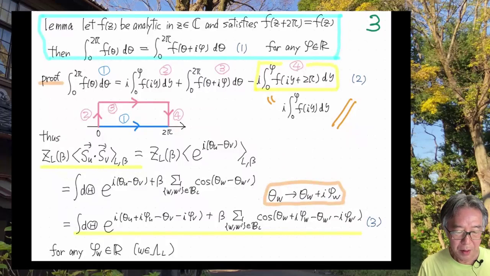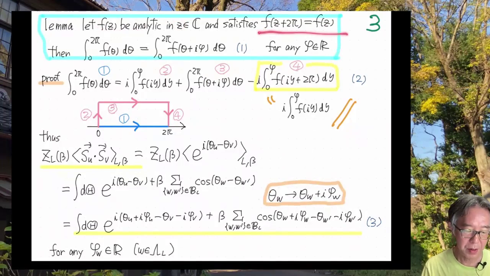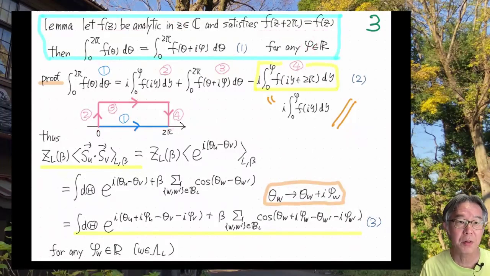Okay. Everything is based on this simple lemma about analytic function. So let f(z) be an analytic function of z, which also satisfies this periodicity. You can think about cosine and things like that. And then you have this identity. And here you're just integrating on the straight real line. And if you shift it by phi like this, the result is the same. And here phi is any real quantity.